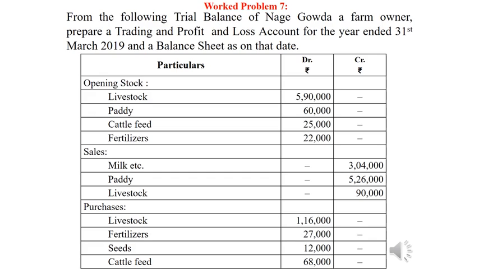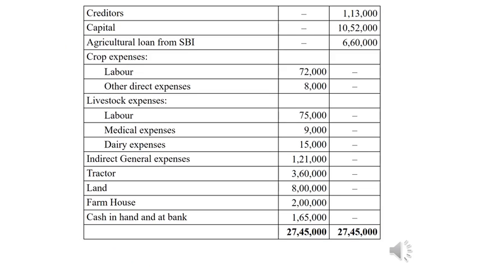You write down by pausing the video. Creditors, capital information 10,52,000 and agricultural loan from SBI, State Bank of India, bank loan the farmer has taken. Crop expenses are given, labor charges and other direct expenses. Livestock expenses are given, labor charges, that is wages, medical expenses and daily expenses are given in the form of livestock expenses. Indirect general expenses are also given.